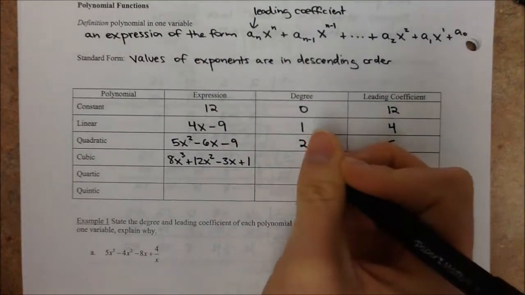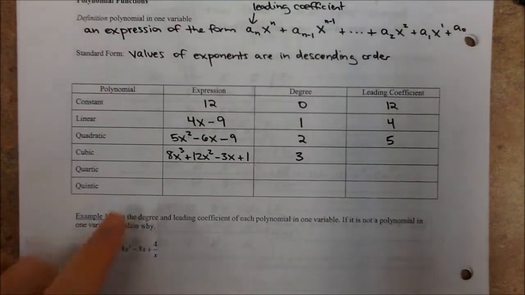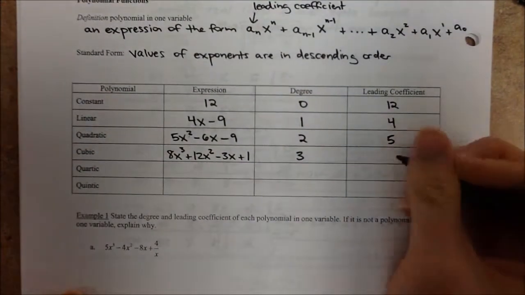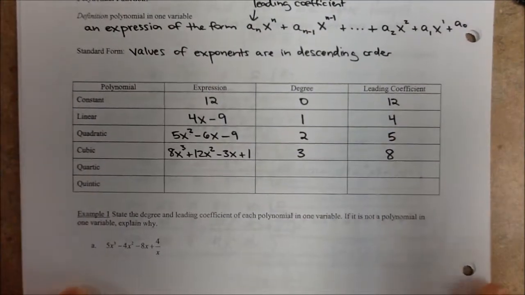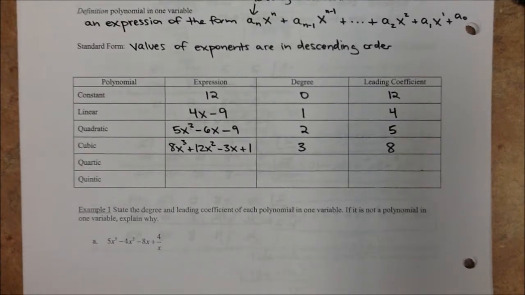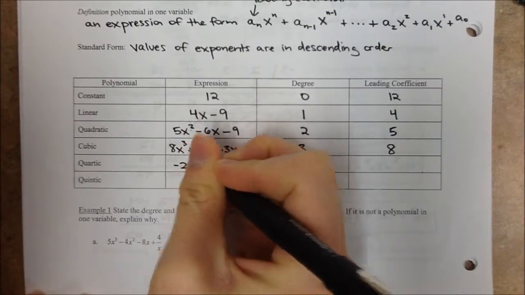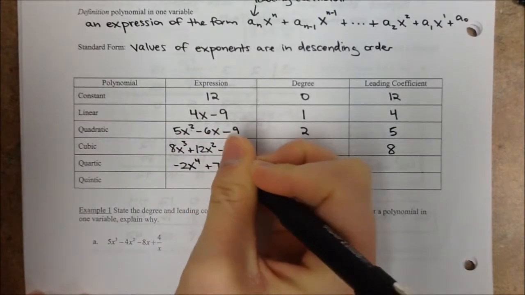Okay, so here the largest power is a 3, so the degree of this polynomial is 3, and then the leading coefficient is whatever is in front of the x cubed, and so we write an 8 right here. Okay, a quartic function. A quartic might make you think of quarter, and that's splitting something into fourths. So quartic is the fourth power. So maybe we have like negative 2x to the fourth plus 7x squared.